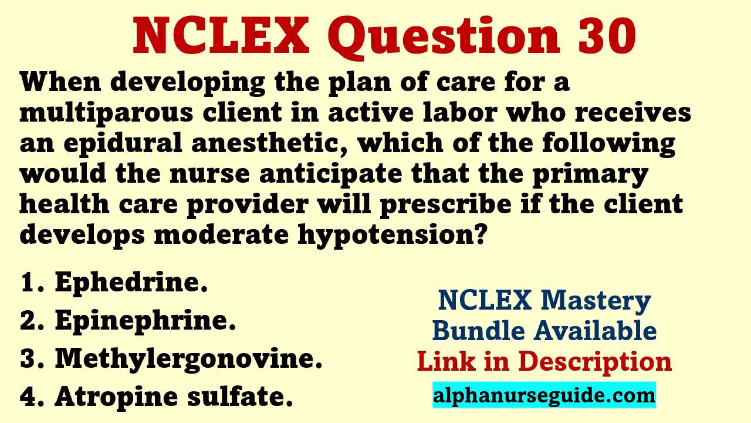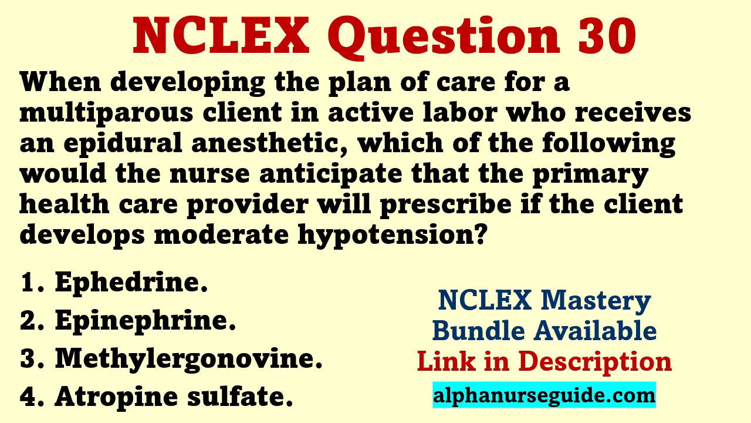When developing the plan of care for a multiparous client in active labor who receives an epidural anesthetic, which of the following would the nurse anticipate that the primary healthcare provider will prescribe if the client develops moderate hypotension? 1. Ephedrine. 2. Epinephrine. 3. Methylergonovine. 4. Atropine sulfate.